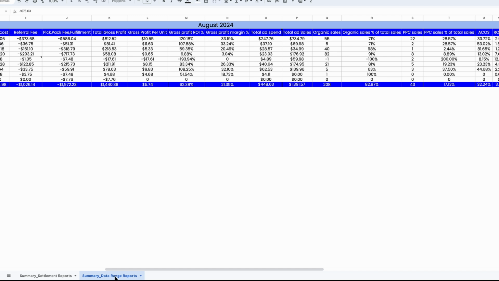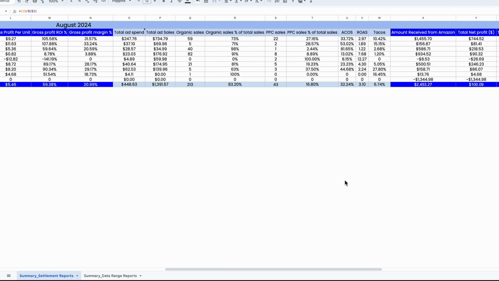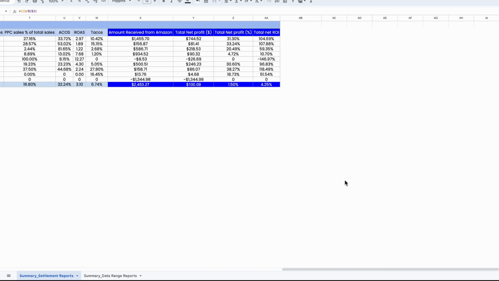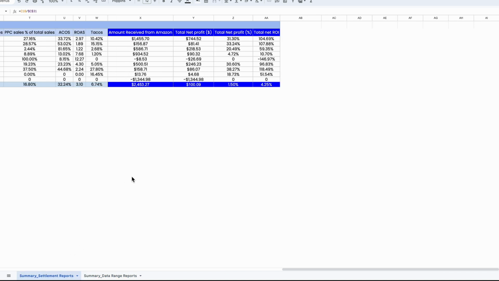Remember, as per my data range reports, my net profit was $189 in the month of August, correct? For the same brand, if I look at my settlement reports, I see my net profit is only $100, correct? So there is a difference. How much is the difference? Here you have $100, here you have $189, so there is a gap of $89. As per your settlement report, this is the exact amount that Amazon paid you on a periodic basis, correct? Now you see a clear gap, right? Here it says $100 in profit.